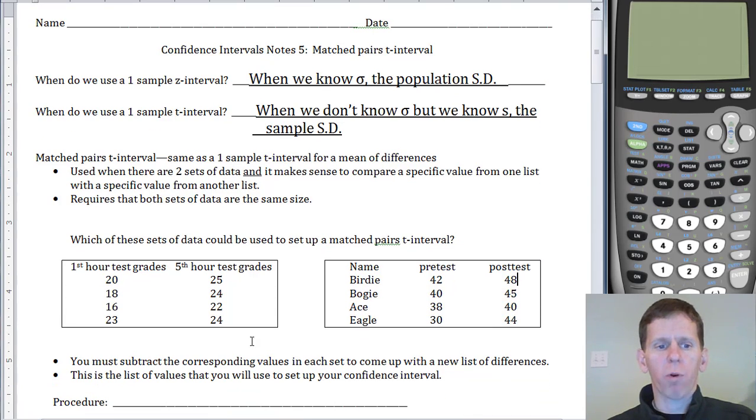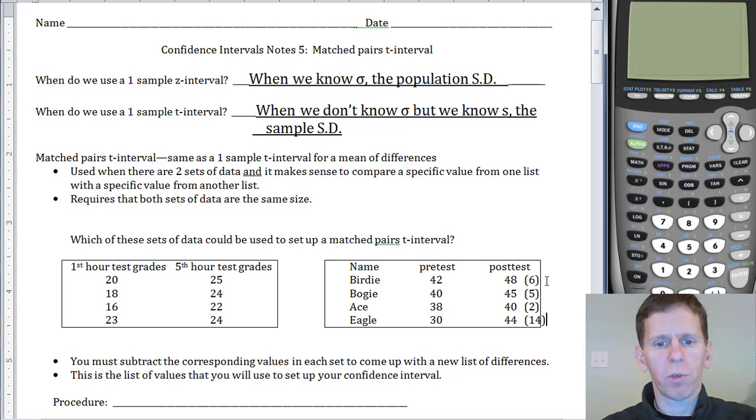With these two lists, what we're going to do is subtract corresponding values in each set to come up with a new list of differences. So in this set of data, we would compare pre-test and post-test scores by subtracting one score from the other. If you're interested in figuring out how much bigger one score was than the other, maybe you would do 48 minus 42 and get 6. And then you do the same thing for all the rest of the sets of data, and you'd essentially figure out what the scores are going up by.